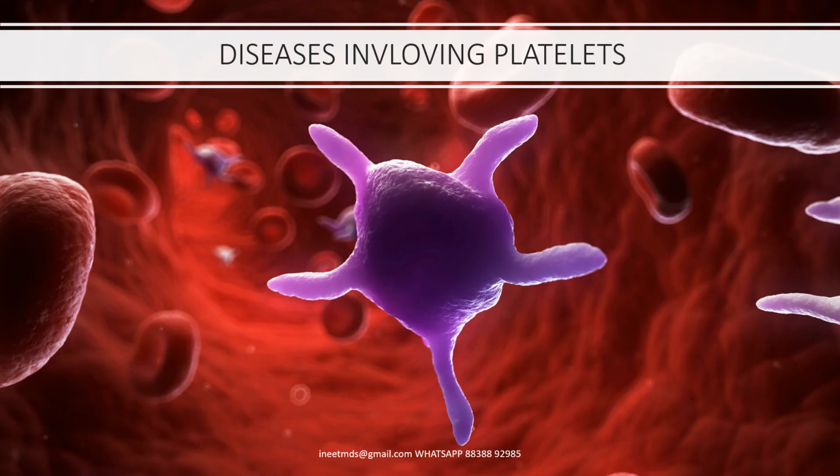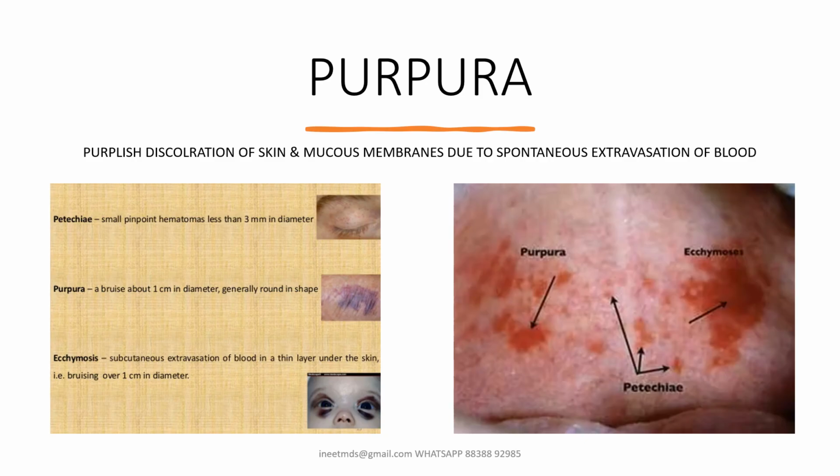Next one is diseases involving platelets. So, diseases involving platelets, first one is purpura. So, there is difference between purpura, petechiae and ecchymosis. So, under purpura only we have petechiae and purpura. Petechiae means it is very small pinpoint hematoma less than 3 mm in diameter.